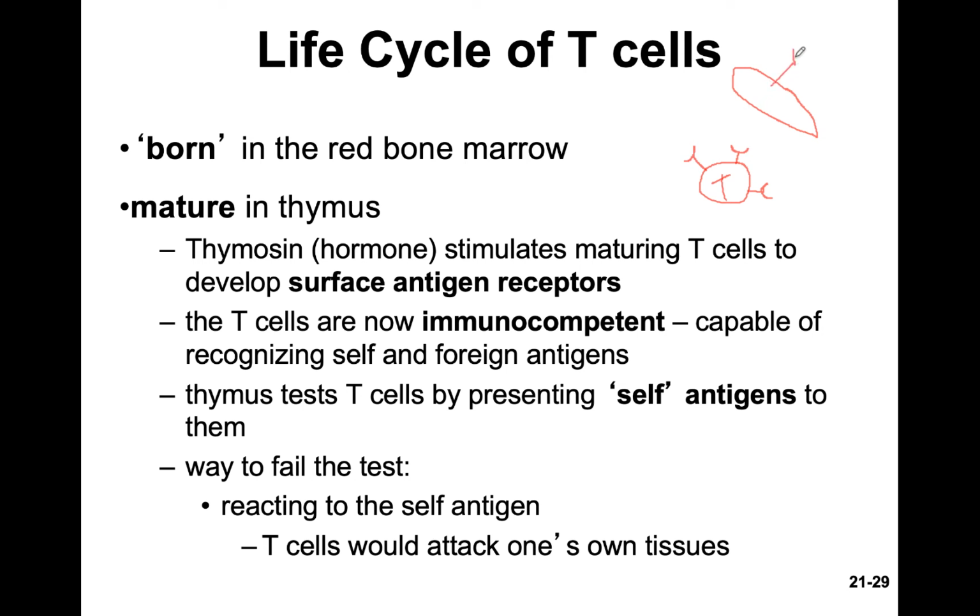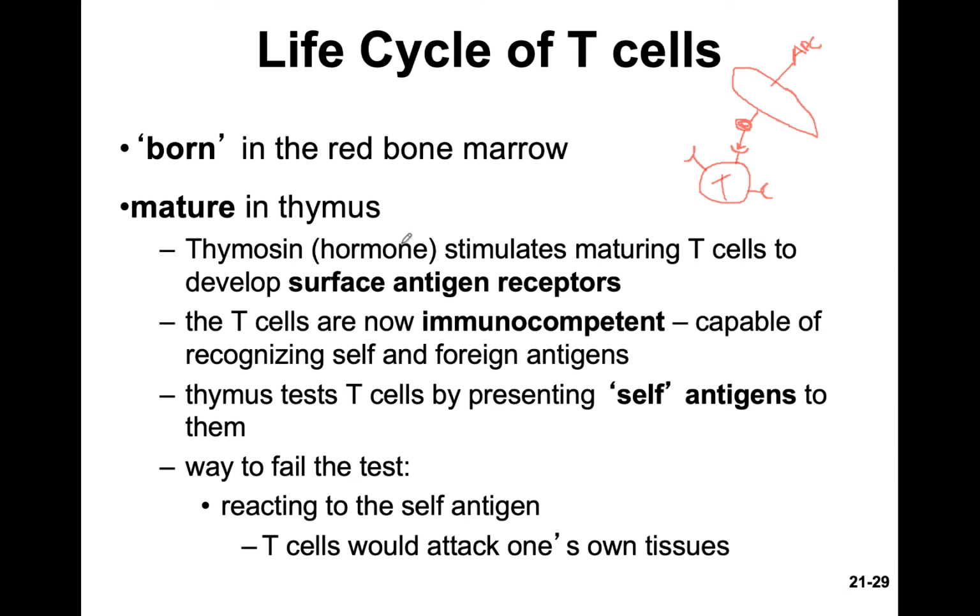We'll talk about that in just a moment. Let's say this is an antigen-presenting cell. This is a kind of cell that presents antigens. So here's the antigen here. When this antigen comes and binds to this surface antigen receptor, that is one way to activate a T cell. Without these receptors, a T cell is useless because a T cell won't be able to recognize any foreign antigens.